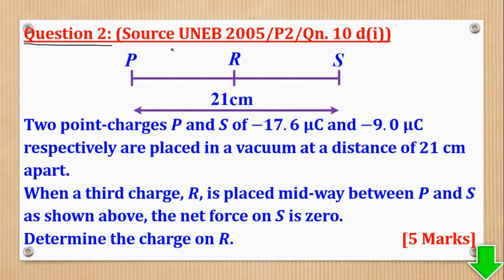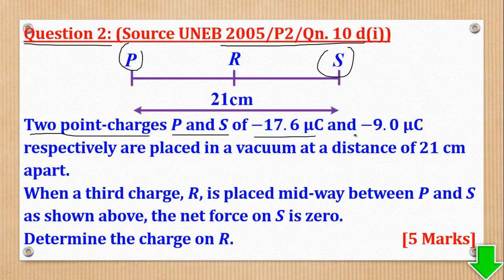Now we shall go to question 2, which came from UNEB 2005, paper 2, question 10, D Roman 1, and says 2-point charges P and S. There is this P and there is this S, of this and this respectively, are placed in a vacuum. So vacuum is the same as free space. So they can use any of the three words. They can use air, they can use free space, they can use vacuum, at a distance of 21 centimeters, as you can see it there, apart.